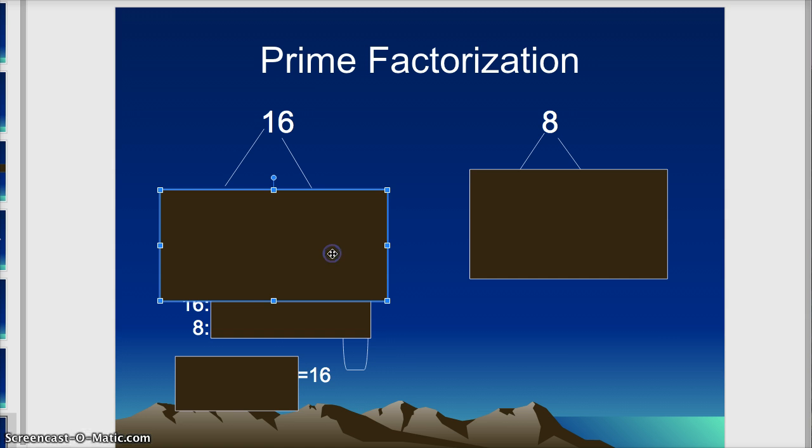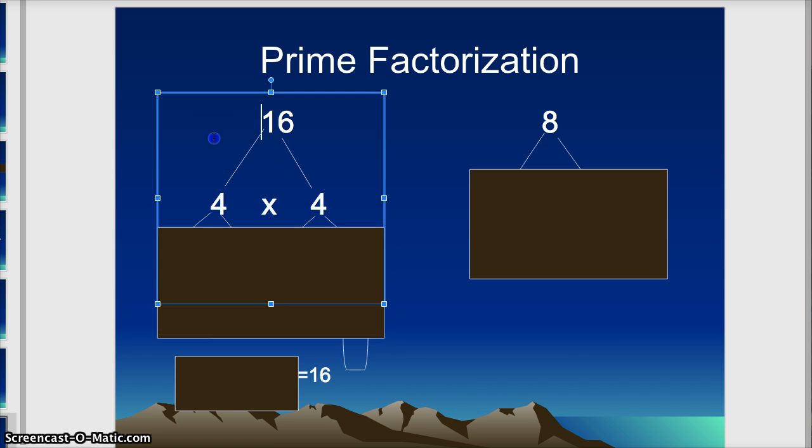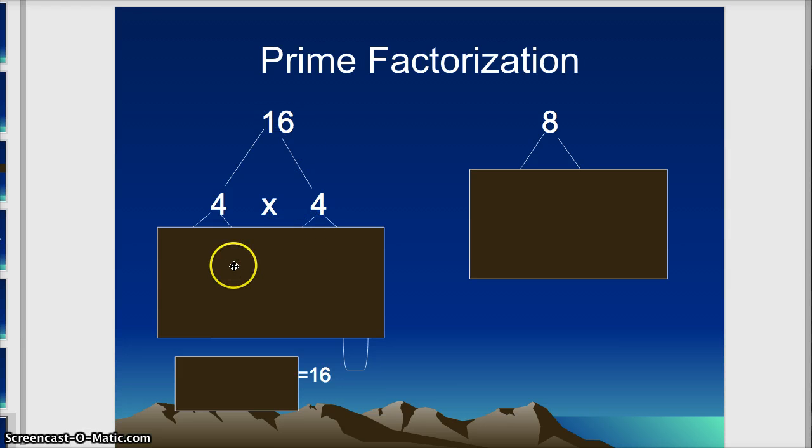Okay, so I know that 4 and 4 equals 16. You also could use 2 and 8 and you would still get the same answer, I promise. But I use 4 and 4 because that's the first thing that comes to my mind when I think of 16. And 4 is an even number, so that's a composite, which means it's not a prime number. That's really what I care about. It's not prime, so I need to factor it again.